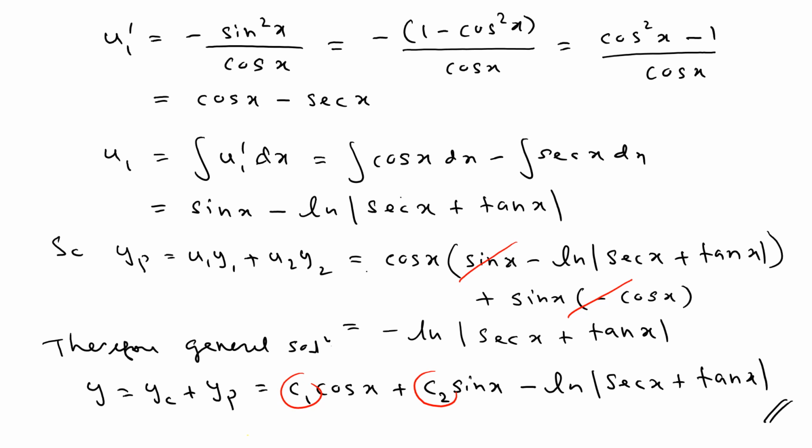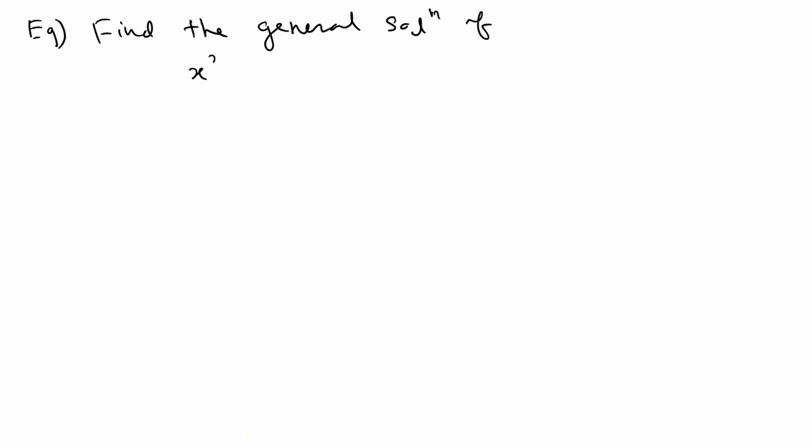So let's do another problem, a different type of problem. How about this one? We're going to do another example. Let's say find the general solution of x squared y double prime minus 3x y prime plus 3y equals 4x to the 7.